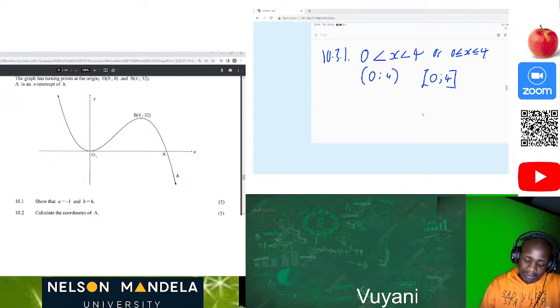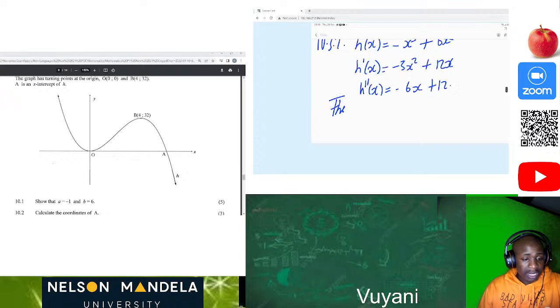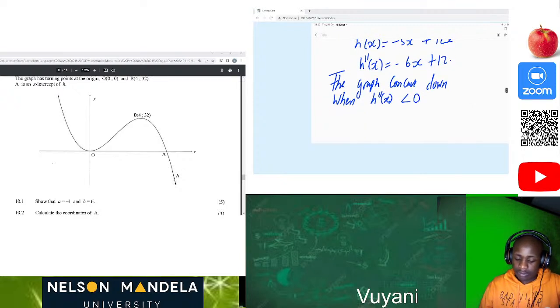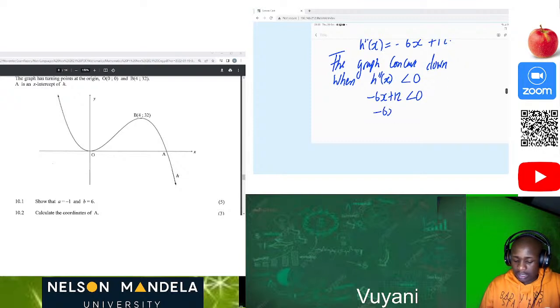So always know that the graph is concave down when the second derivative, in this instance we're talking about h of x, is less than 0. Now our second derivative, negative 6x plus 12, is less than 0. Then let's solve that. Negative 6x is less than negative 12.